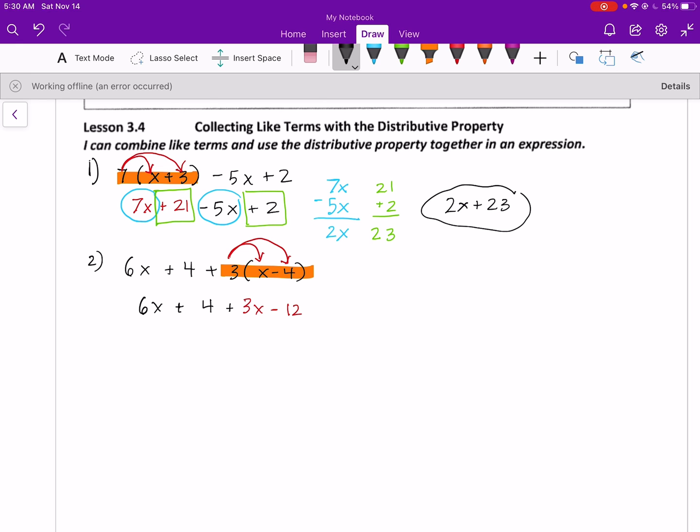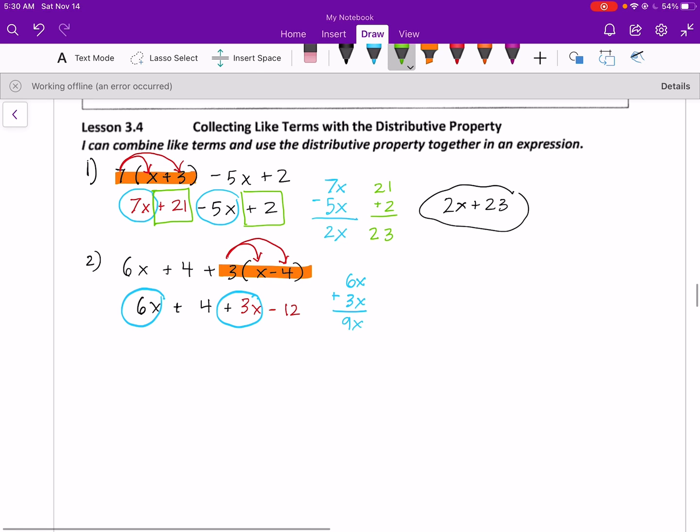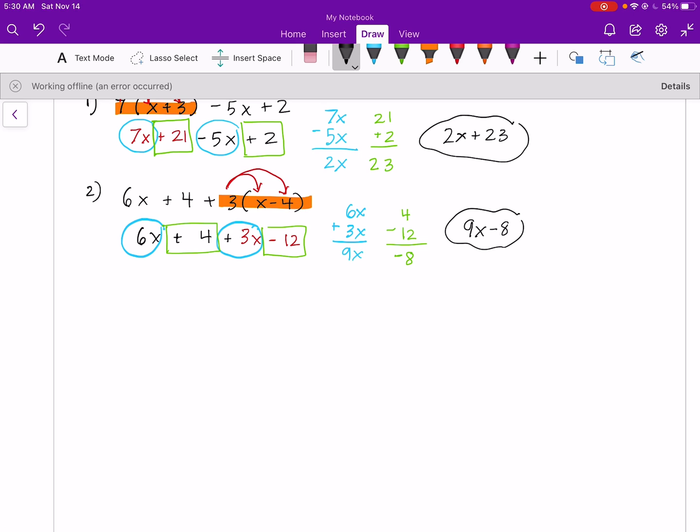So next, I need to collect like terms. So I got to put my like things together. I have a 6x and a 3x. So 6x plus 3x equals 9x. And now I'll put these together. Whoopsie. I have a 4 and a negative 12. Be careful of the sign. So it's 4 minus 12. So 4 minus 12 would be, hopefully you're saying, yeah, that's a negative 8. That's correct. And so when I put that together, it'd be 9x minus 8. All right. So let's do another.